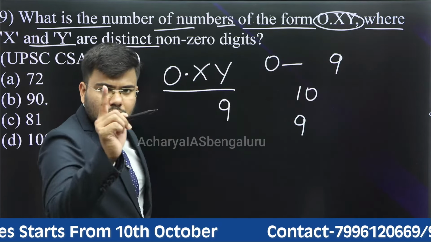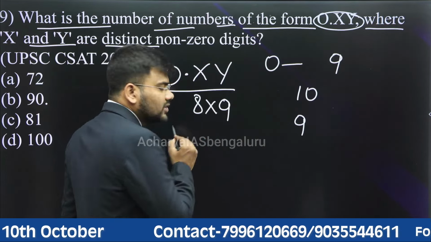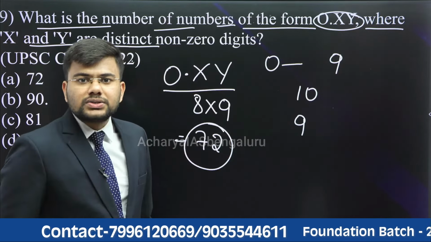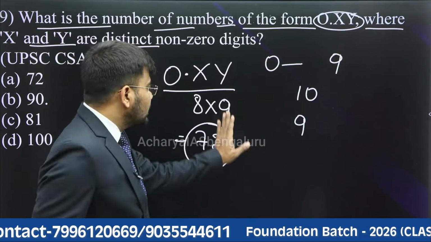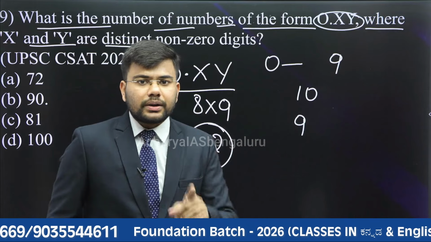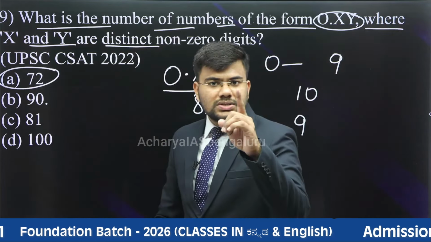Come back here. Now you have to tell me the answer. Here I have to fill in 8 different digits. 9 eights are 72 would be the correct answer. If the digits are repeated, you have put 9 here, and again put 9 here, 9 nines are 81 would be the correct answer if repetition of the digits is allowed. So the answer would be option A, that is 72.